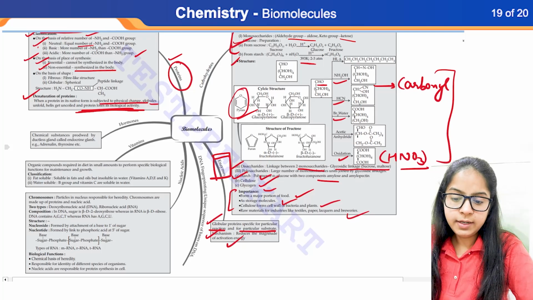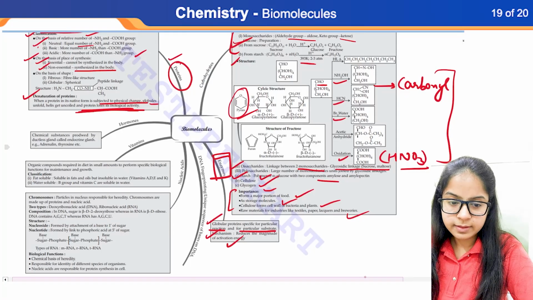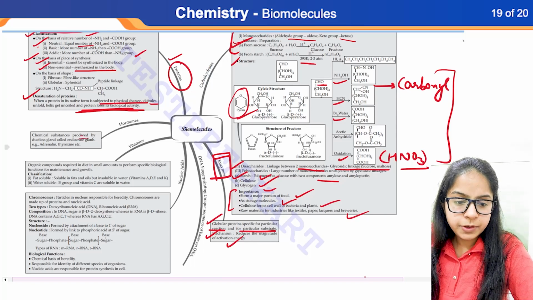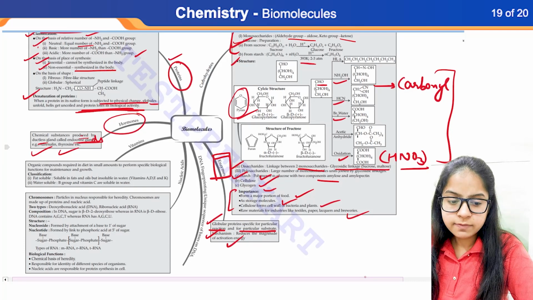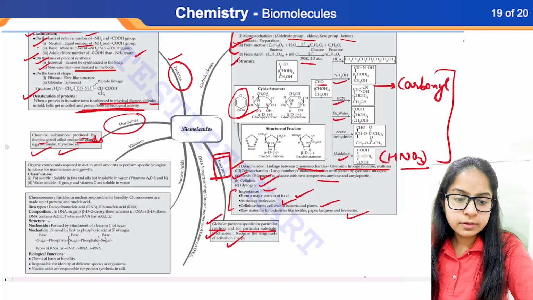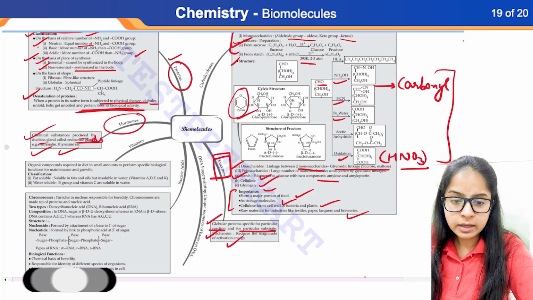Now the next one is hormones. Hormones are chemical substances produced by ductless glands called endocrine glands. Okay, examples are the hormones adrenaline and thyroxine. Adrenaline is a stress hormone that is released when you have stress on yourself. Thyroxine is a hormone mainly not very much asked in the exam.